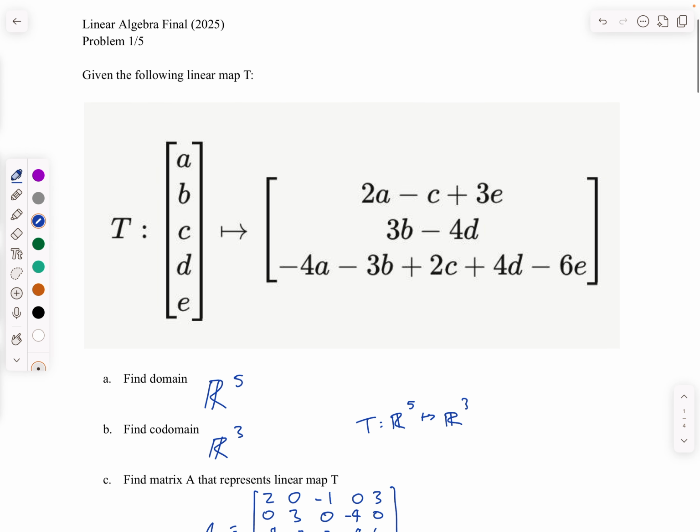So I hope this helps. This is a very classic problem. When it comes to linear mapping, you should know how to do all this stuff.